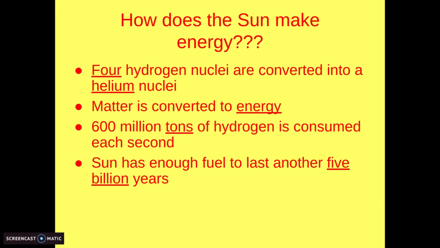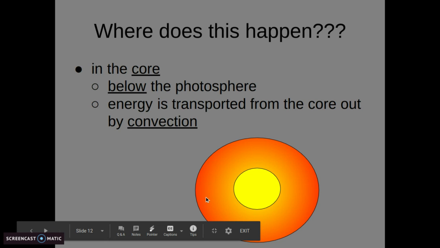The sun does have enough fuel to last another 5 billion years. So the reason that the sun can do this is because the sun being so large and having such a high amount of mass, it has a lot of gravity. And because it has so much gravity, it has a lot of pressure. So all that pressure causes the hydrogen atoms to collide together with enough force to combine to create that helium. So that's kind of how the process of nuclear fusion works in the sun.